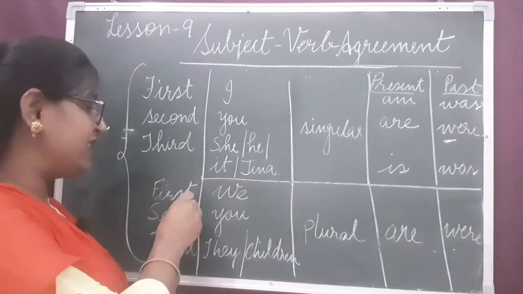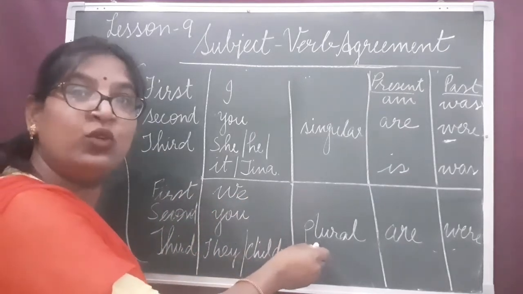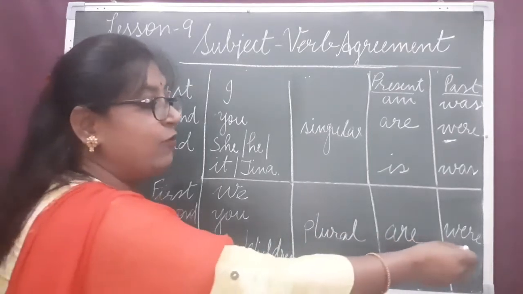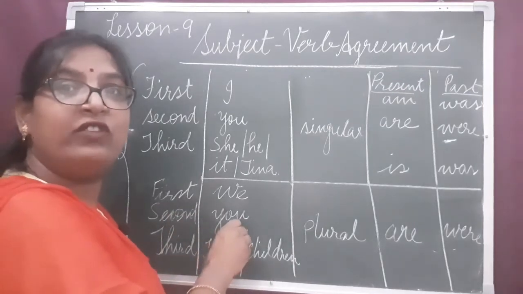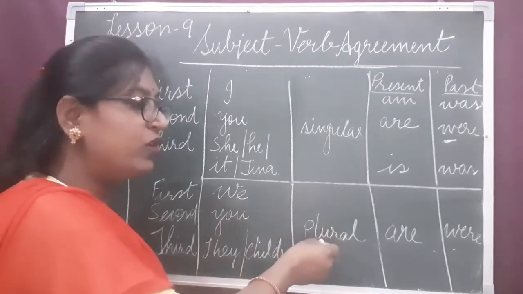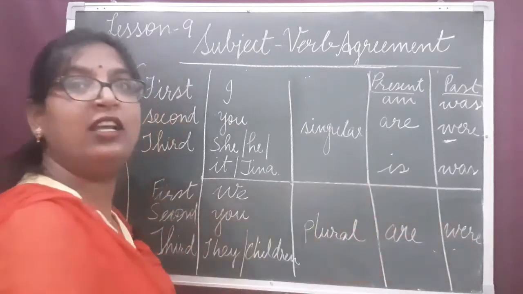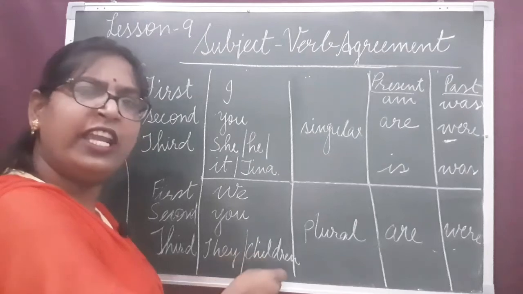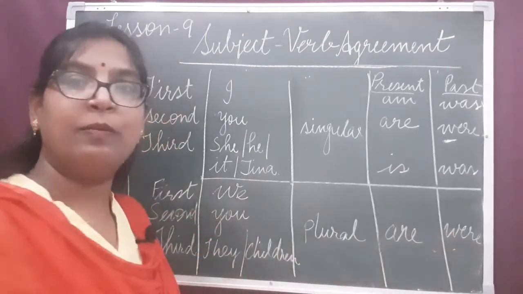And in the same way you can see first person pronoun we. We indicates the plural number. So we use are in present and were in past tense. Second person pronoun you, when we use you to indicate the plural number, we use are in present tense and were in past tense. And the third person pronouns they or any plural subject, we use are in present and were in past tense.